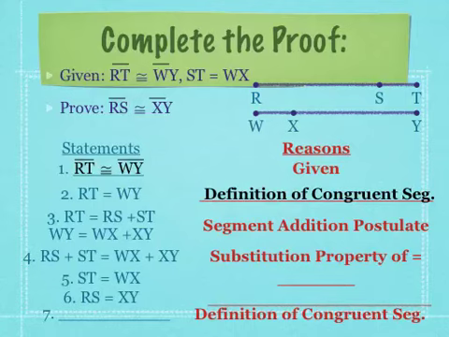For number 3, we have RT equals RS plus ST, and WI equals WX plus XY. If you look at what we're given in the diagram to the right, you can see those two segments, and you can see that that is the segment addition postulate. Segment RT is RS plus ST, segment WI is WX plus XY.